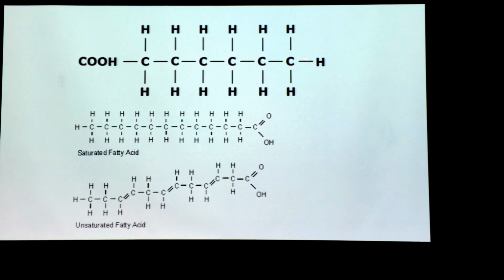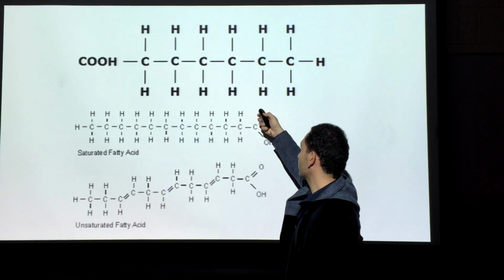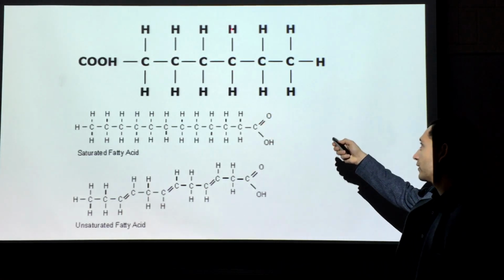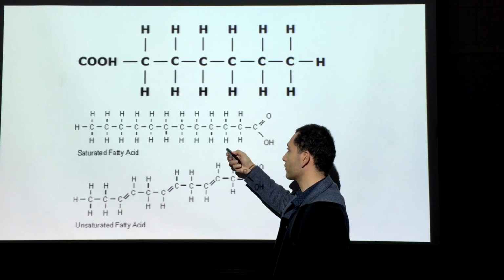And if there are no double bonds like this or like this, the top molecule is said to be saturated because it can't fit any more. It's saturated with hydrogens. It can't fit any more hydrogens into the molecule because there are no double bonds. This carbon is attached to 2 hydrogens. This one is attached to 2. This one is attached to 2.